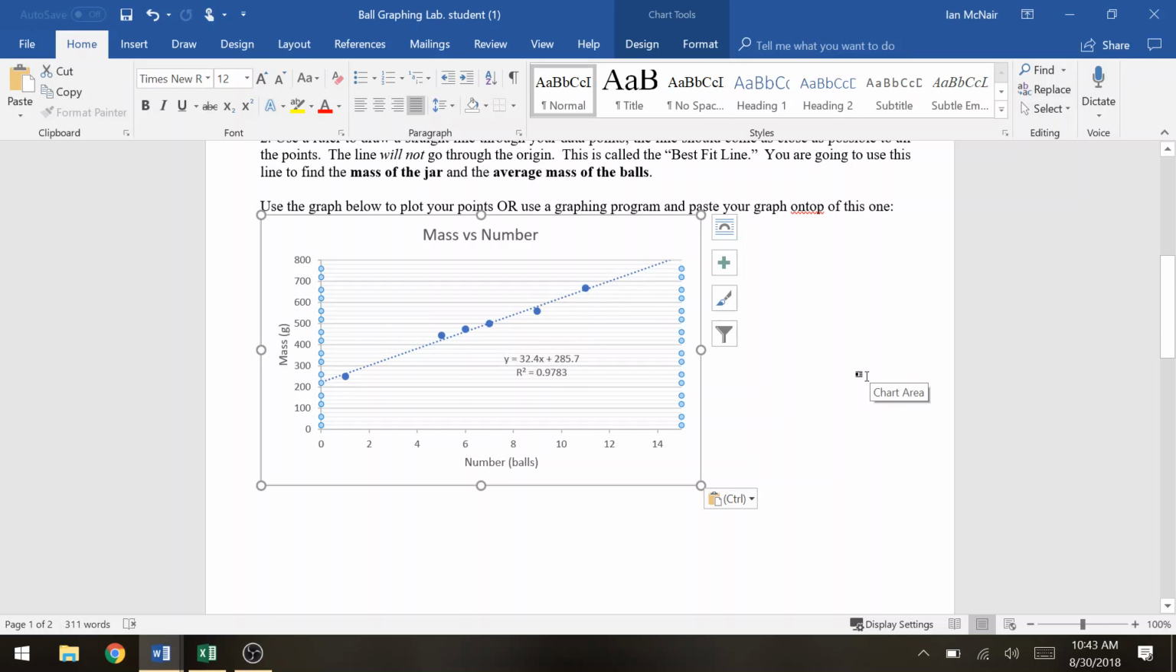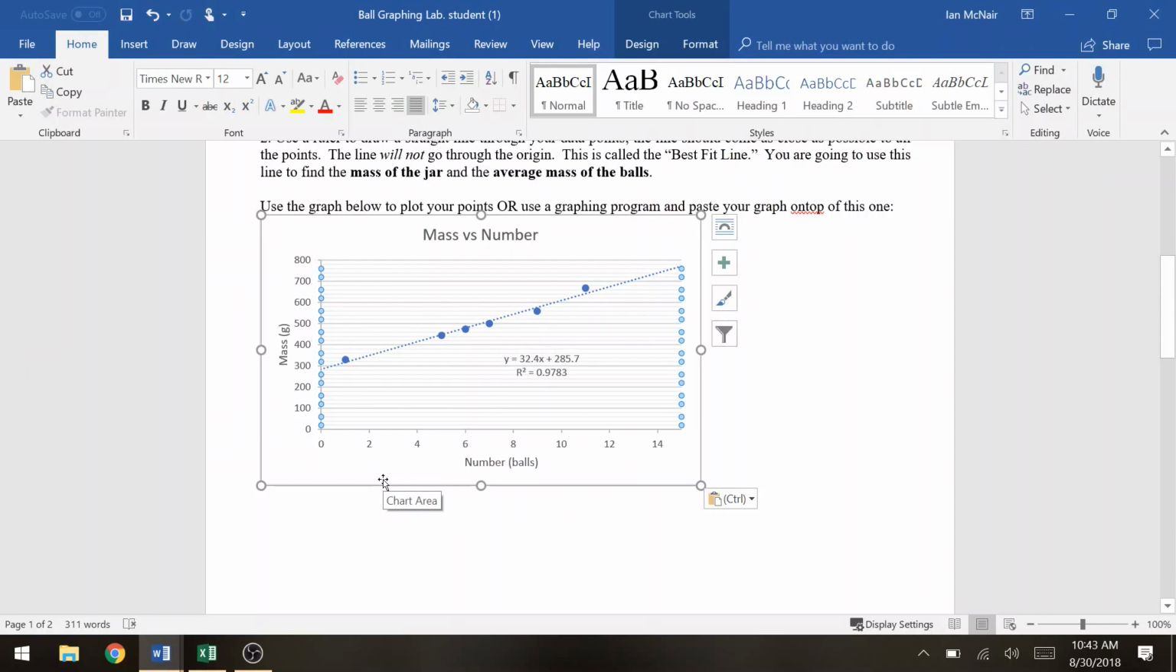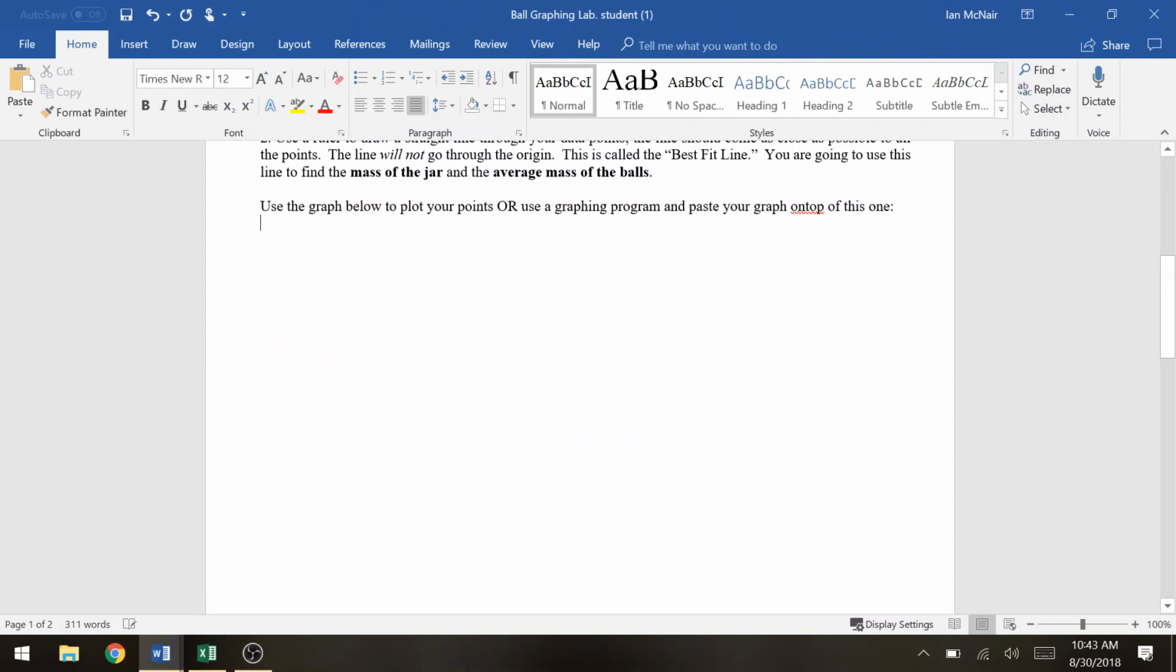Okay. Sometimes you don't want that, right? You're done with the graph. You don't want to change anything. So, what was it? 331, right? Instead of pasting it, just doing a normal copy paste, let's right click and then paste as a picture.